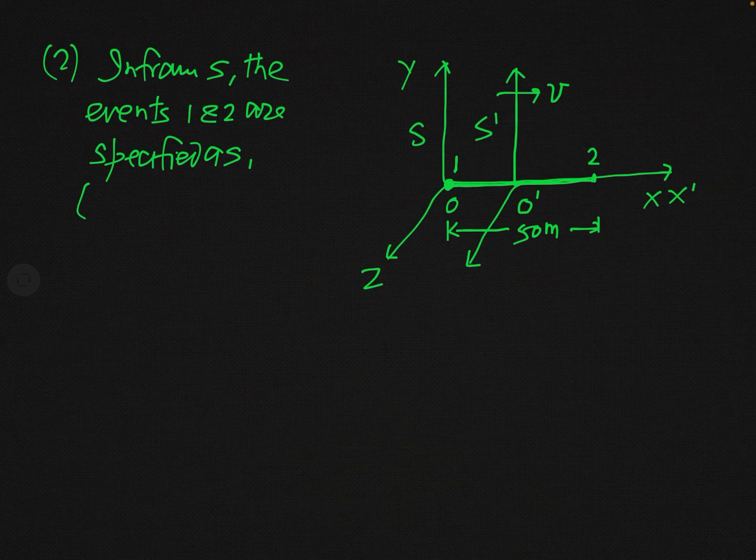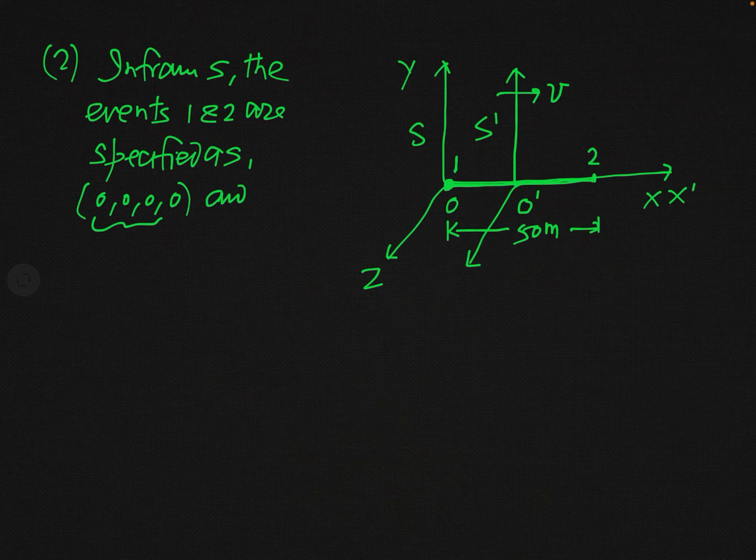You can see that the first event taking place at this position O, when seen by the observer O of frame S, the observer will specify it as 0, 0, 0, 0. It means the space coordinates of this point are 0, 0, 0, x is 0, y is 0, z is 0, and time is also 0.